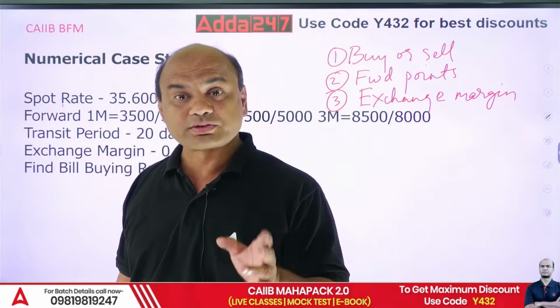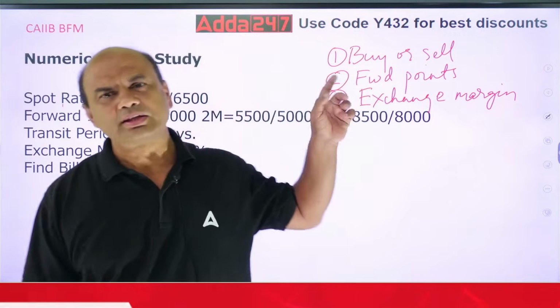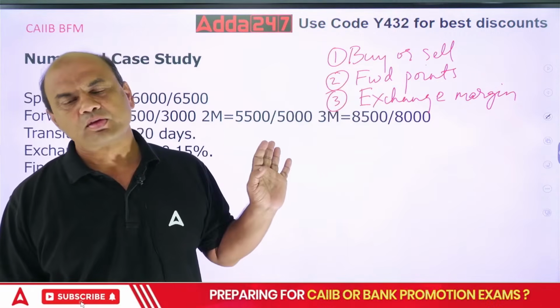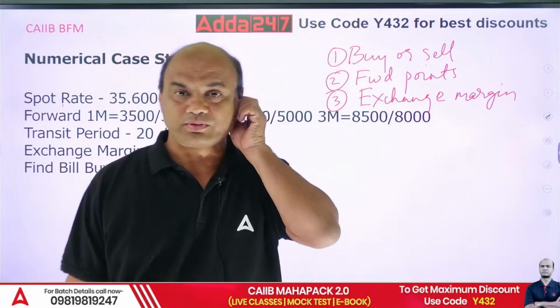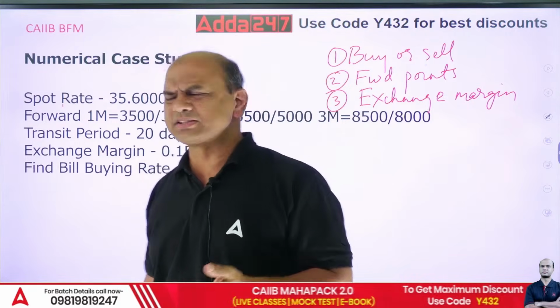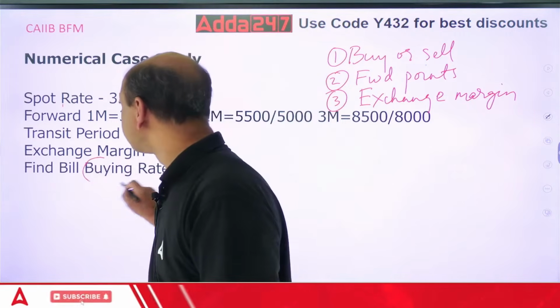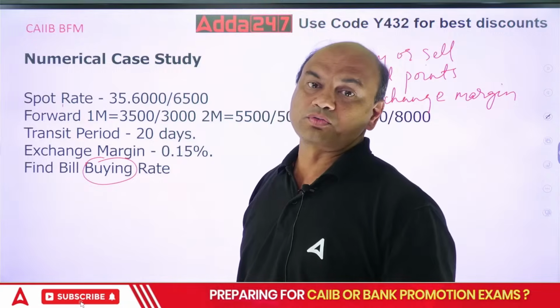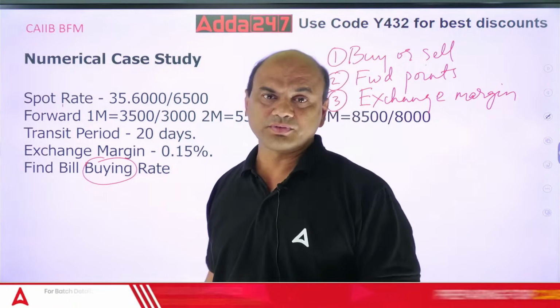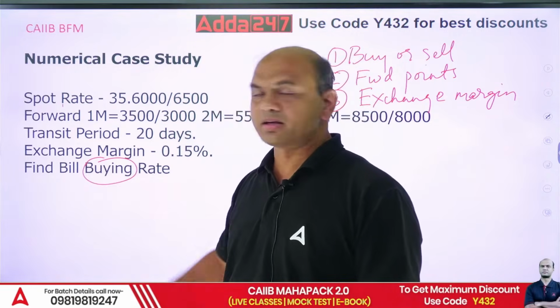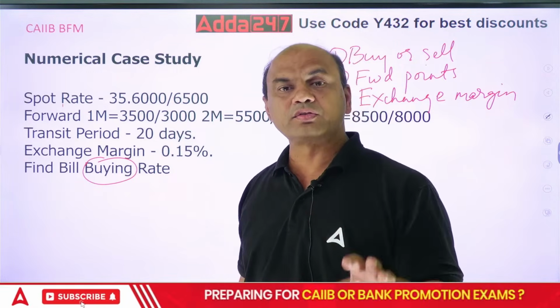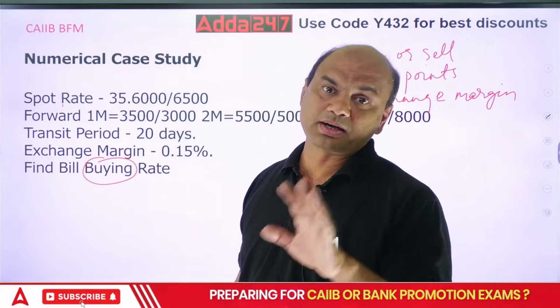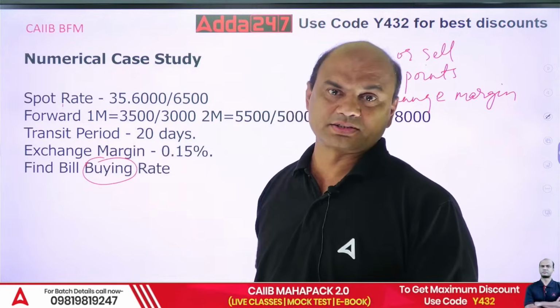So first part, go in the same sequence. First, you have to find out buy or sell. Whether it's buy or sell, it's already mentioned over here. Bill buying rate. Buying. So follow the buy rate. Now remember, there are 2 rates, TT buying and bill buying. TT rate is always used for spot transactions. Bill rate is always used for forward transactions.